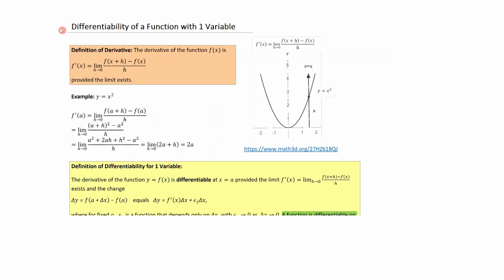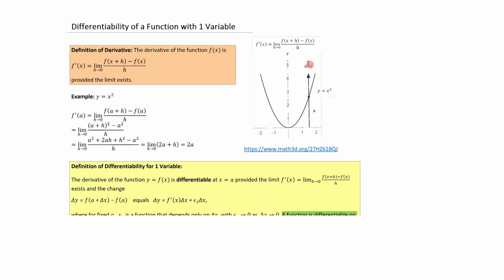All right, so let's look at the definition of differentiability of a function with one variable. We start with the definition of derivative, which is stated here. f prime of x equals the limit of this difference divided by h, provided that the limit exists. Over on the right is a figure showing a particular example, y equals x squared. It's a parabola.